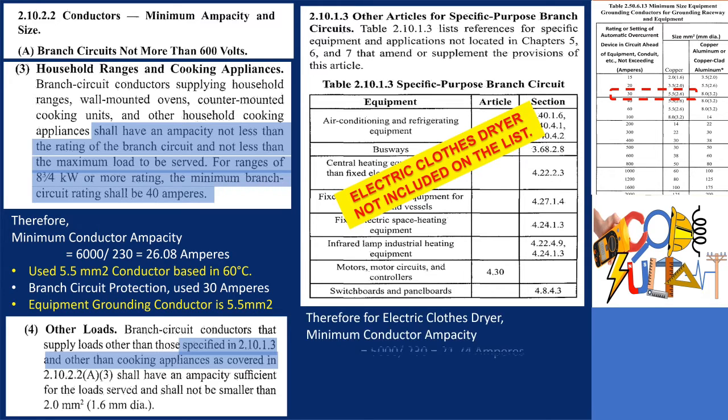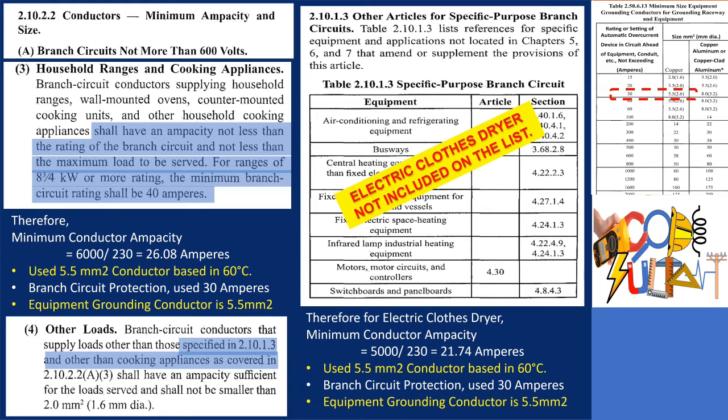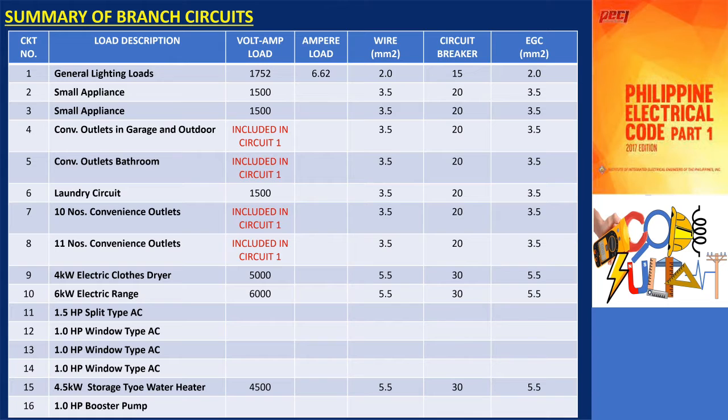Therefore, to determine the minimum ampacity of the conductor for the clothes dryer, it shall be the 5,000 volt amperes divided by 230 volts, which gives us 21.74 amperes. According to table 3.10.2.6b16, the suitable conductor size is 5.5 square millimeters. Use 30 amperes for branch circuit protection and 5.5 square millimeter for equipment grounding conductor. Let's move forward with identifying the branch circuit loads and their corresponding conductors, as well as determining the appropriate overcurrent protection and equipment grounding conductors for the remaining appliances.